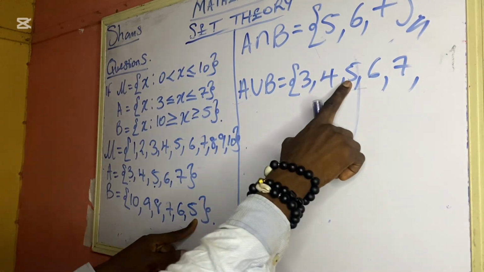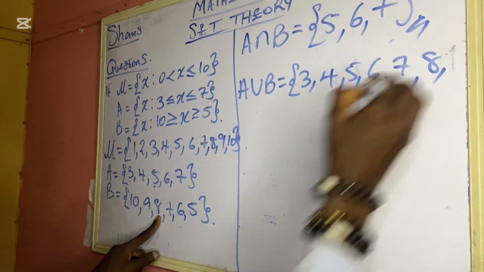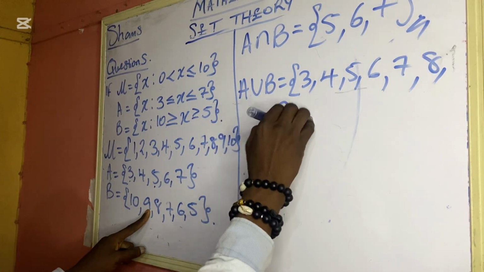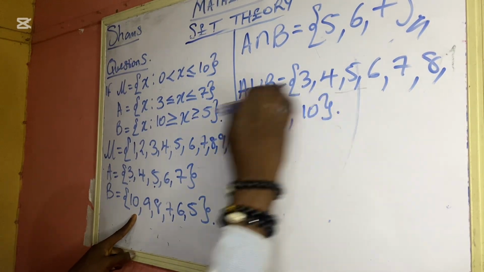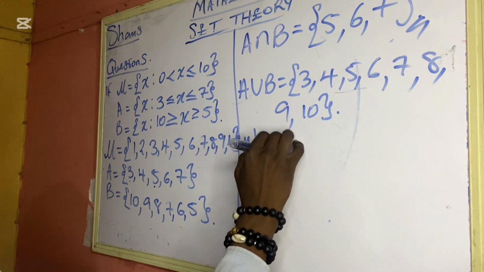5, I have written it already. 6, I've written it. 7, I've written it. 8, I've not written it, so I'm going to write it now. 9, then the last one, 10. The next one is find A complement intercept B.